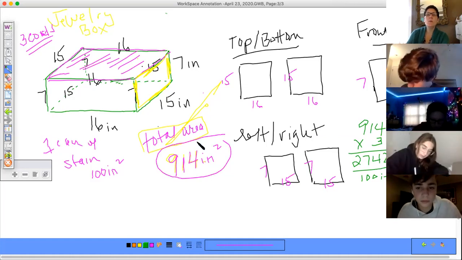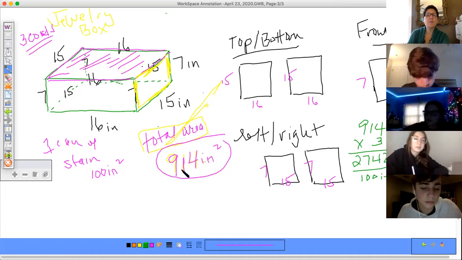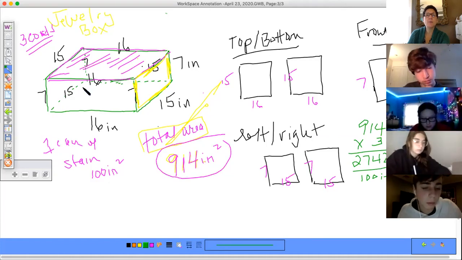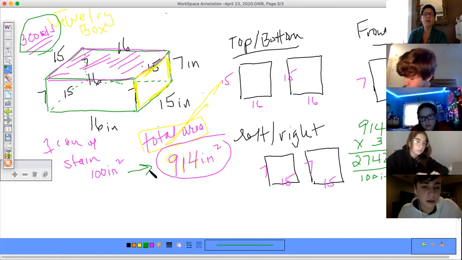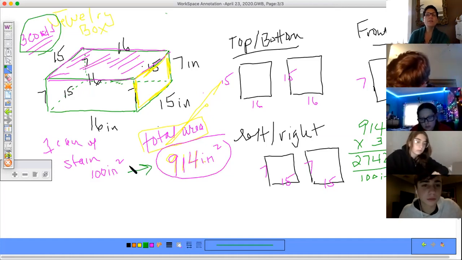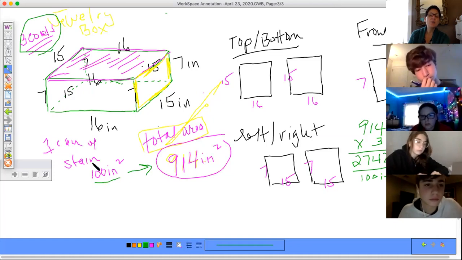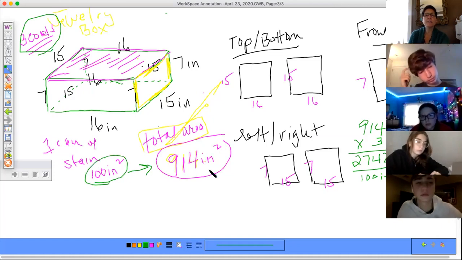That's one way to do it. What I did was take 914, divide it by 100, and then multiply it by 3, and that's still going to get me the same answer. So either way, when you do those other problems that I'm assigning to you guys, really think about it. If this covers 100 square inches and I have 914 square inches, this is already telling me I've got to use 9 or more cans. You know what I'm saying?